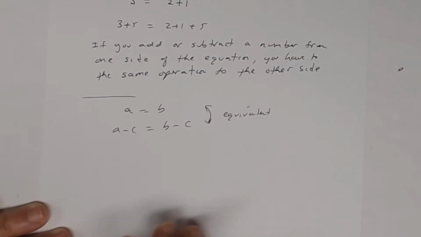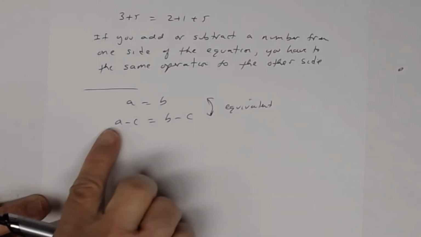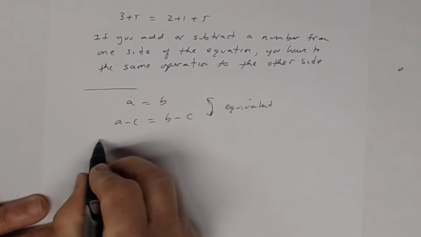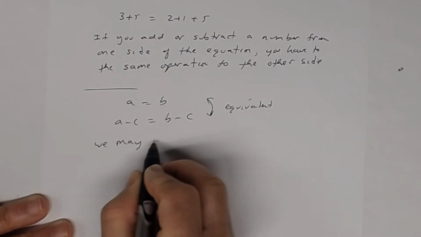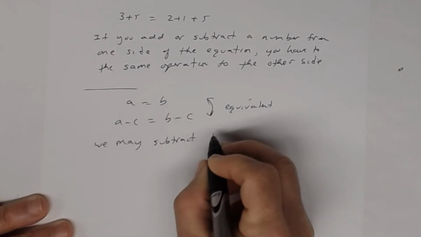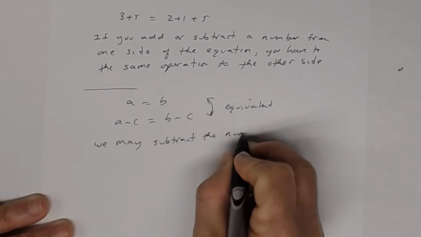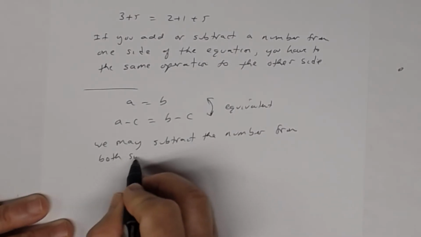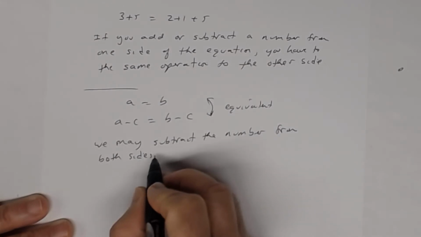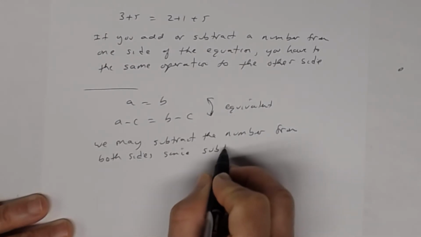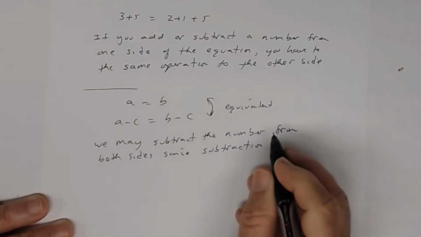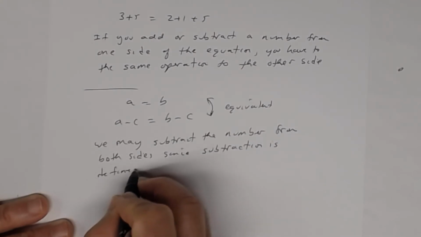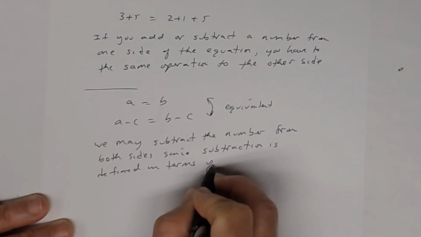Okay, and the reason why subtraction comes from addition is this: we may subtract the number from both sides, since subtraction is defined in terms of addition.